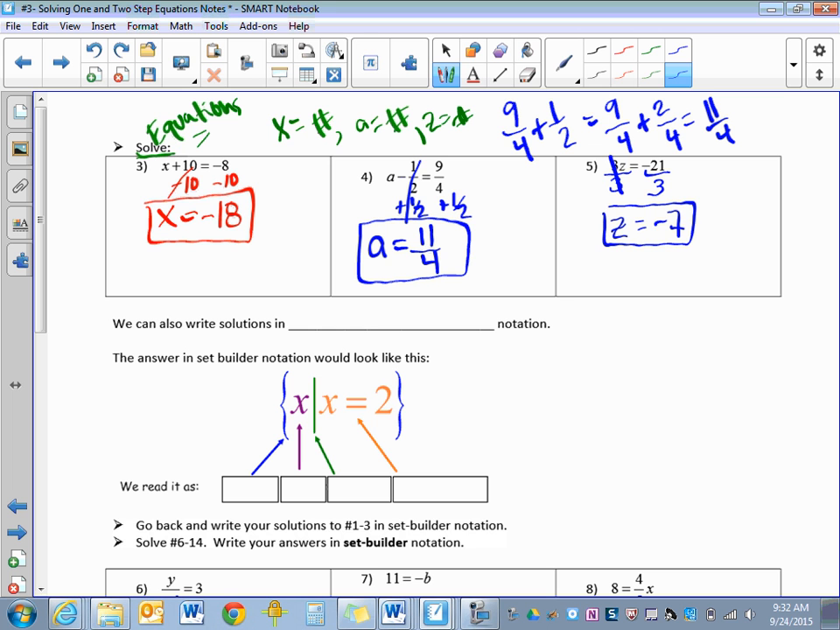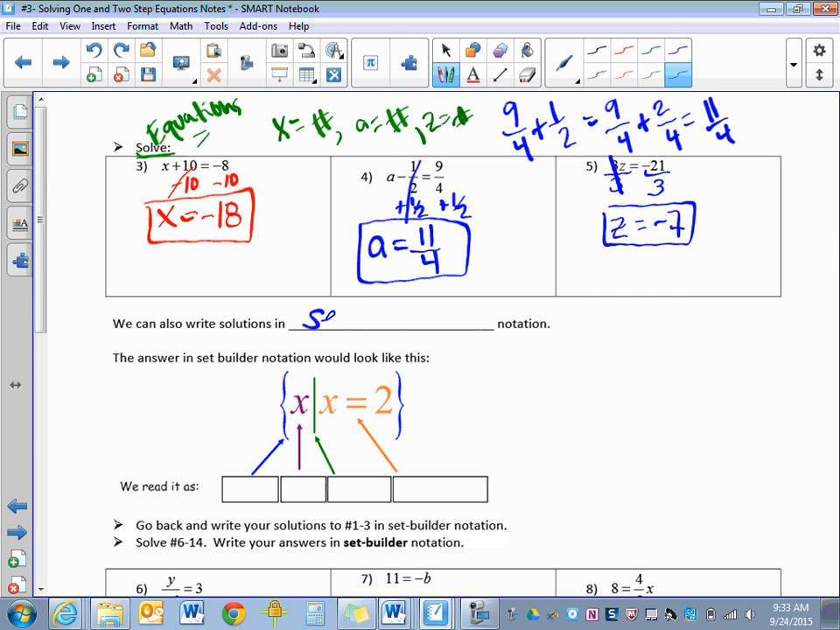And again, if I substitute this back into my original, 3 times negative 7 is negative 21, which is indeed negative 21, so that works. Alright, so these are our solutions. These are answers that if we substitute them back in, will make the equation true. Also, this is the only number that makes my equation true. The only solution.